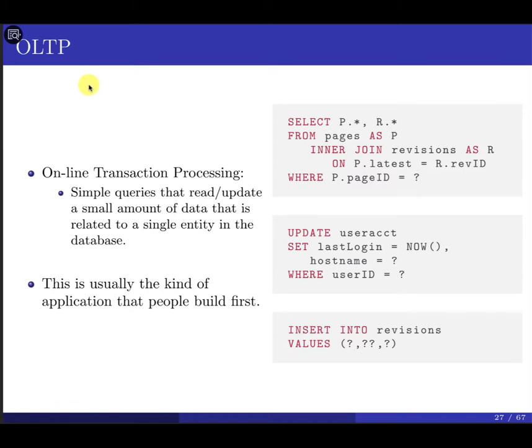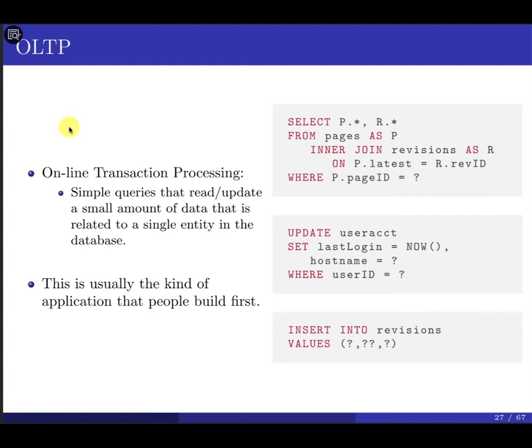So the first type of workload is called online transaction processing, OLTP. The second type is called online analytical processing, OLAP. And the third type is called hybrid transaction plus analytical processing. So let's take a look at one at a time. What is online transaction processing? The online transaction processing workload is characterized by the following.